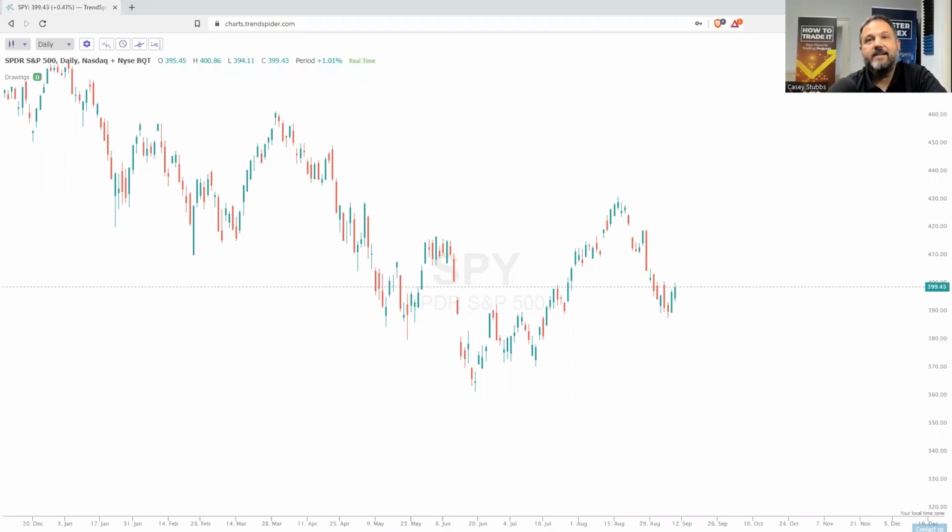Well, I do like to see the bigger picture, right? I like to see the big picture. It helps me zoom in for the lower time frame trades. So for me, I always want to keep the big picture in mind.